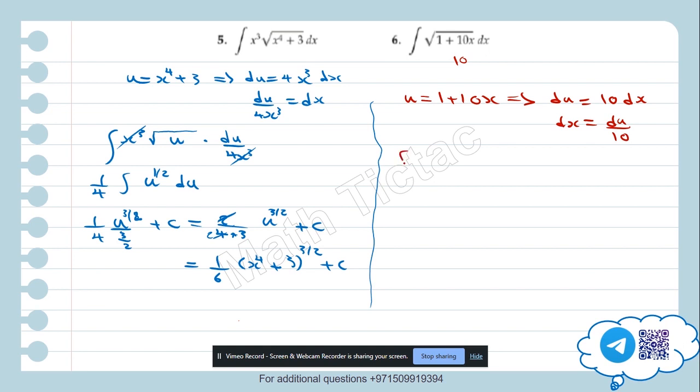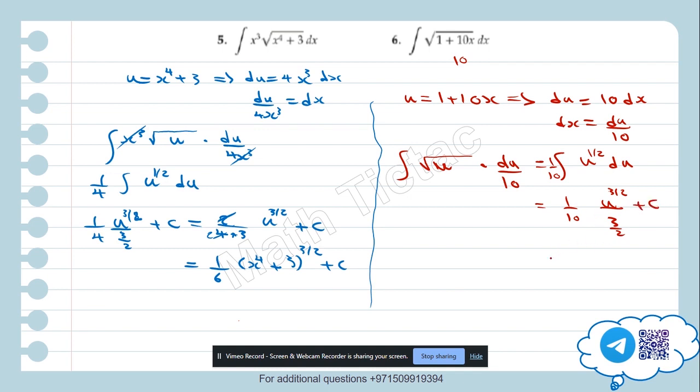So now all I have to do is just substitute square root of 1 plus 10x with u, because we already substituted that, multiplied by, instead of dx, I will write du over 10. Now in here, this is the integration of u to the power 1 over 2, with the 1 over 10 outside, and in here du. So this is going to be 1 over 10 multiplied by u to the power, in here we said 3 over 2, over 3 over 2. Okay, plus c.